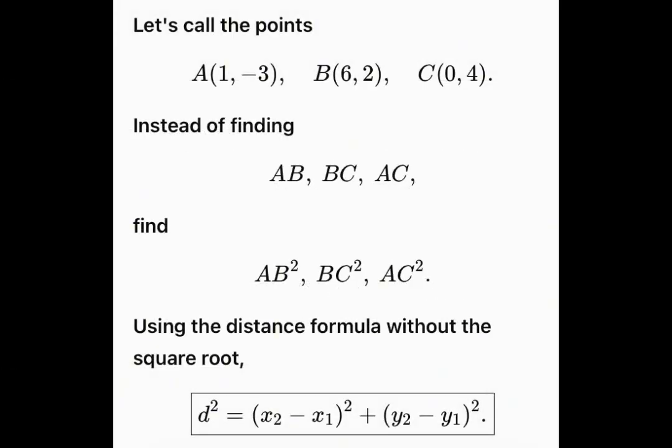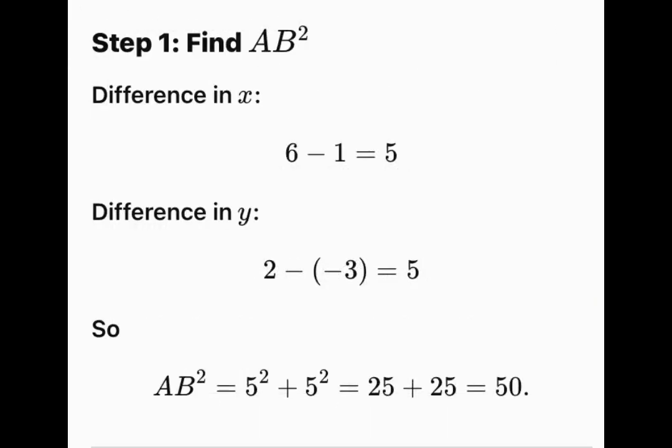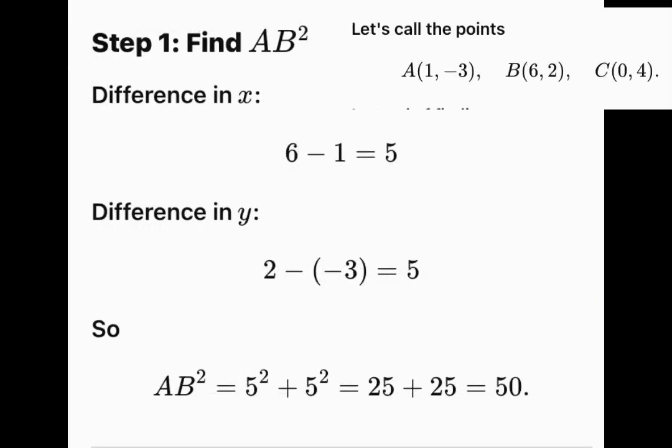Let's call the vertices of the triangle points A, B, and C with their corresponding coordinates. Instead of finding the lengths of the sides AB, BC, and AC, we find AB squared, BC squared, and AC squared using the distance formula without actually finding the square root because of time. We are going to take this in simple steps. Step 1, we consider side AB with point A at coordinate (1, -3), while point B is at coordinate (6, 2).